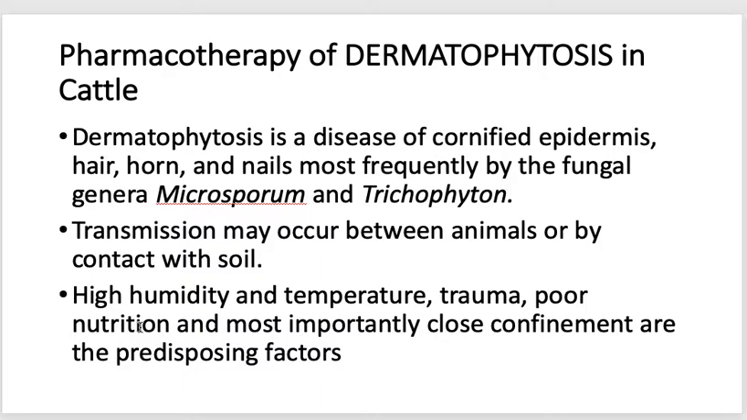So even though the fungi can cause disease in cattle, there are these predisposing factors, which include high humidity, high temperature, trauma of the animal, or poor nutrition, and also close confinement. If the animal is in close confinement for a period of time, it can be a predisposing factor for dermatophytosis.